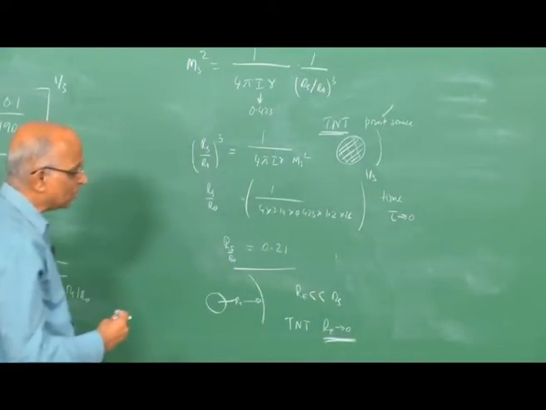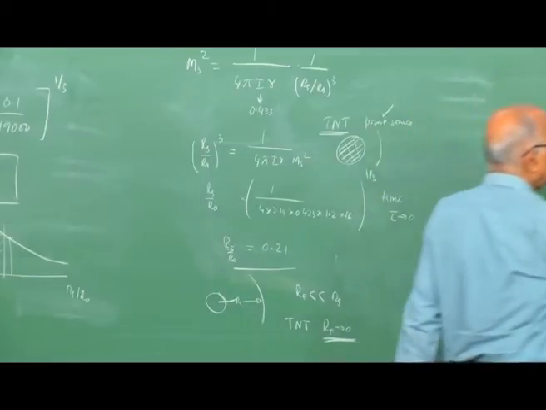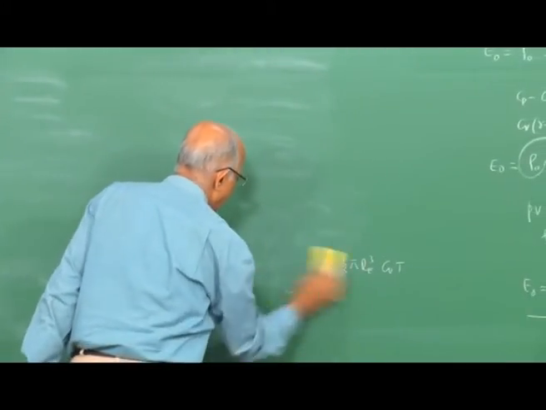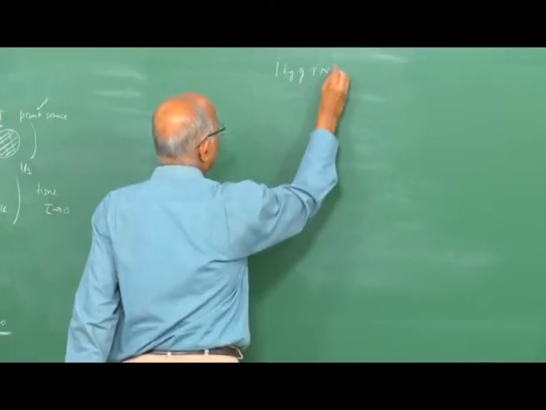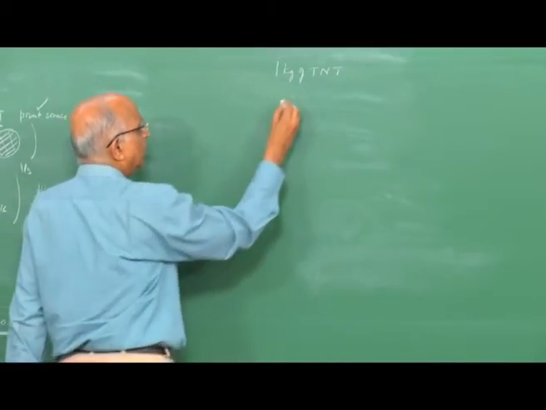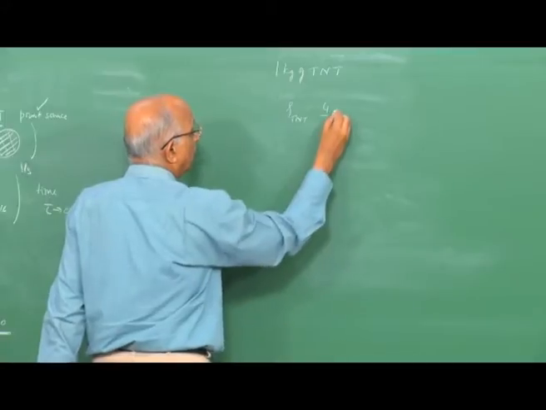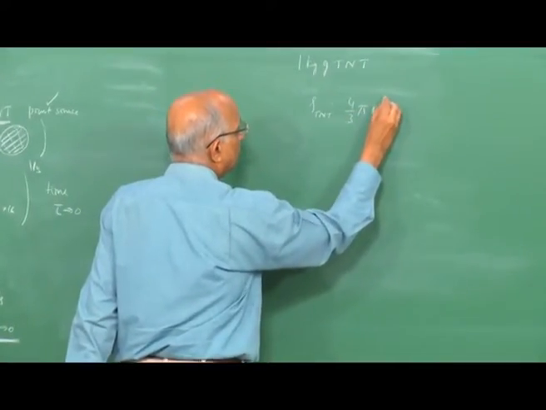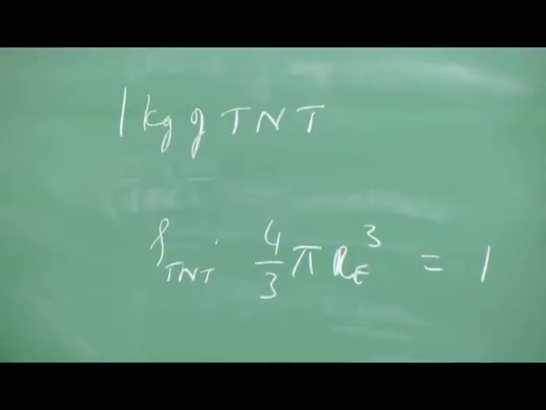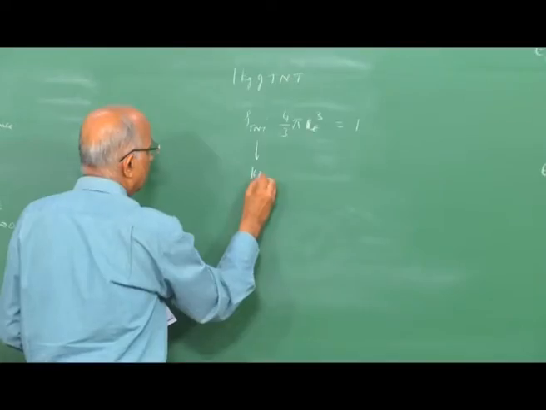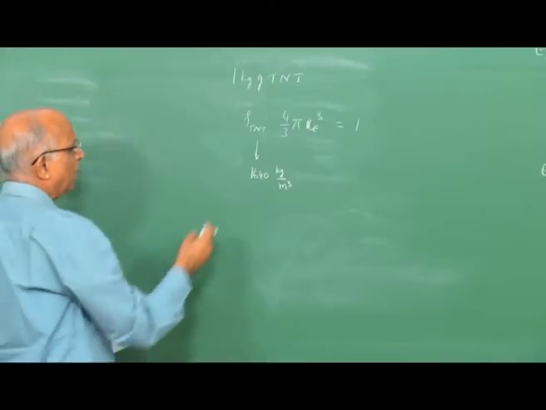Therefore, let us take a look at what is the typical time over which energy is released in TNT, and what is it we find? Well, let's assume I have an explosion involving just 1 kg of TNT. Therefore, if I consider 1 kg of TNT, I have the density of TNT multiplied by 4 upon 3 into pi Re cube. This is the volume of TNT, this is equal to 1. Well, the density of TNT is around 1640 kilogram per meter cube, we saw this yesterday in the last class.